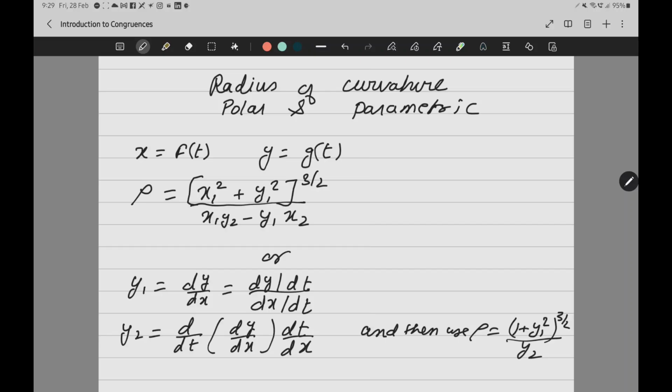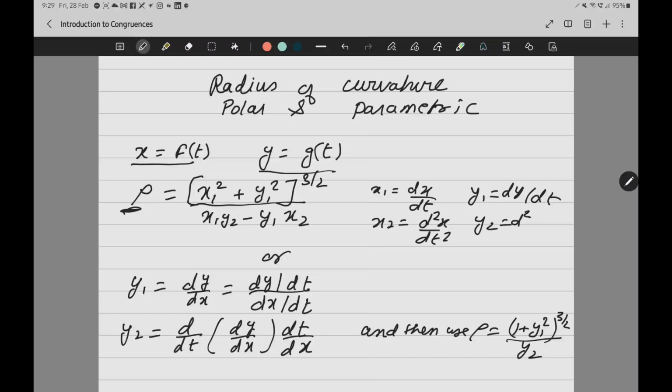When I am talking about the parametric form, it means the question is given like this: x is some function of one variable and y is some function of the same variable. In that case, the radius of curvature, represented by rho, is given by (x1 square plus y1 square) power 3 by 2 upon (x1 y2 minus y1 x2), where x1 is equal to dx by dt, y1 is equal to dy by dt, x2 is equal to d2x by dt square, and y2 is equal to d2y upon dt square. So when I substitute all these values and simplify, I get the radius of curvature.